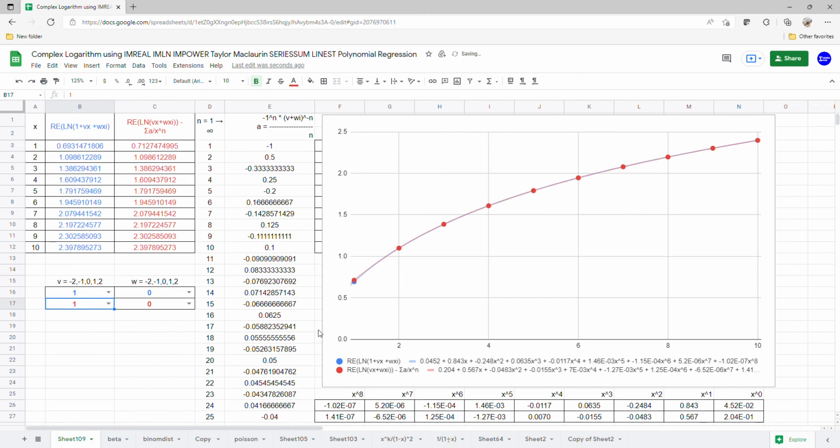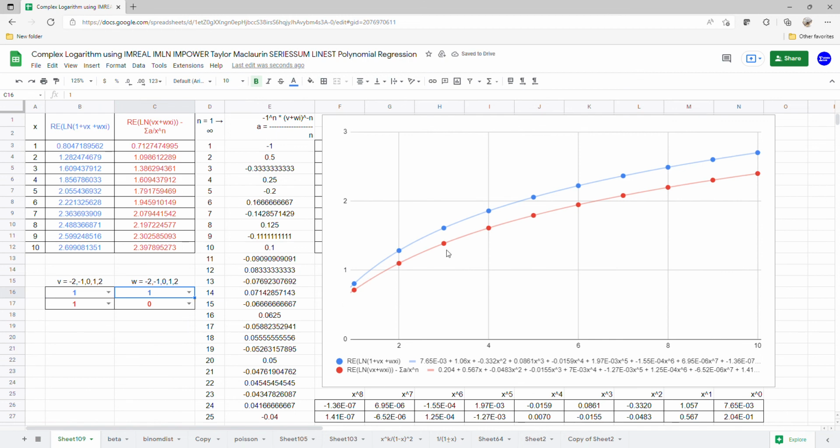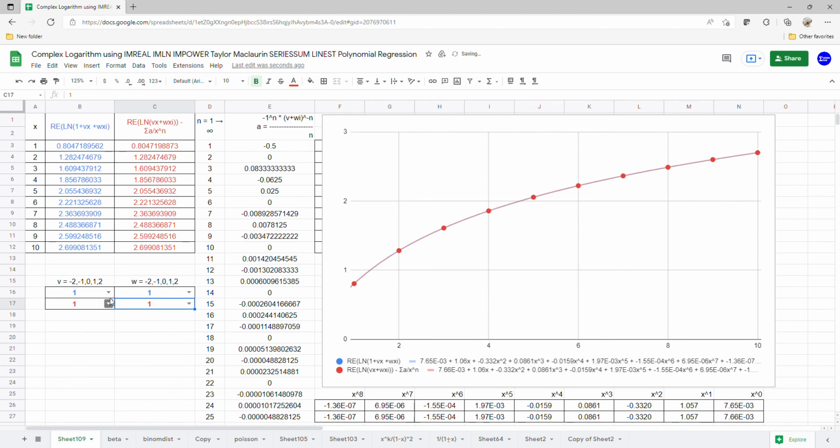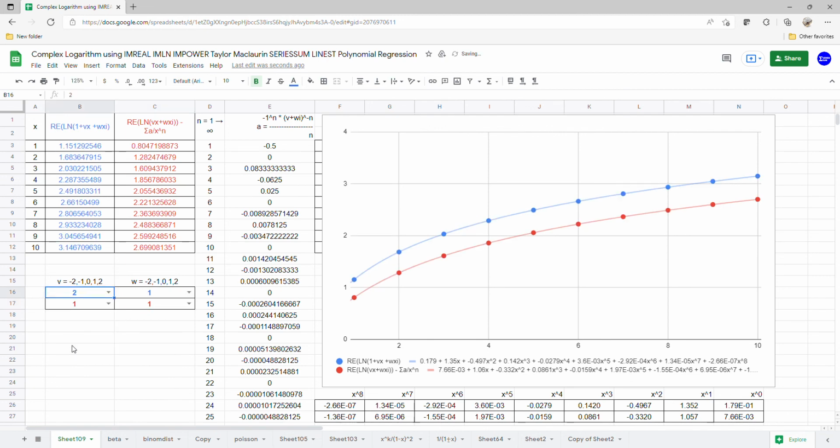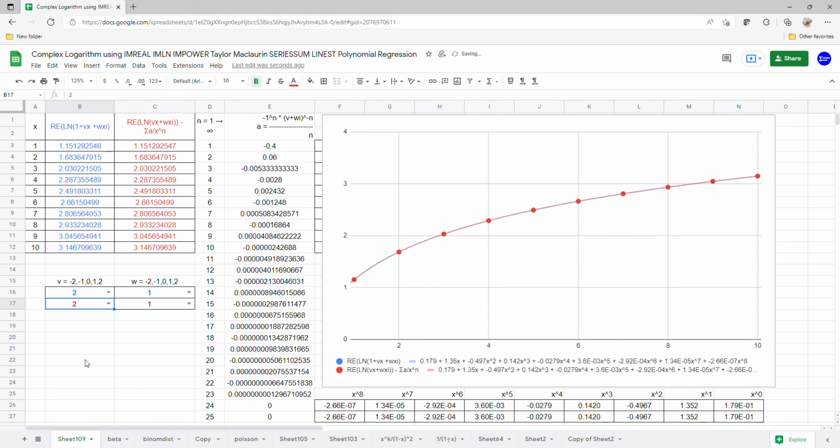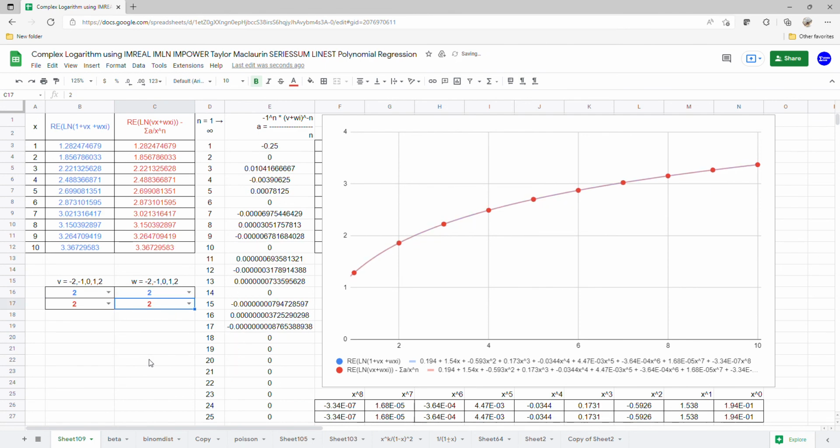And they're the same. Change this to positive 1. I'll move the red one upwards. I'll change it to 1. Now they're the same. Change this to 2. I'll change this to 2. Now they're the same. Change this to 2. I'll change this to 2. This computes the use of IMREAL, the complex logarithm, IMLN, IMPOWER, complex power of the complex number's logarithm dataset.